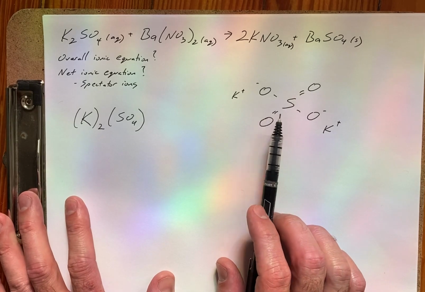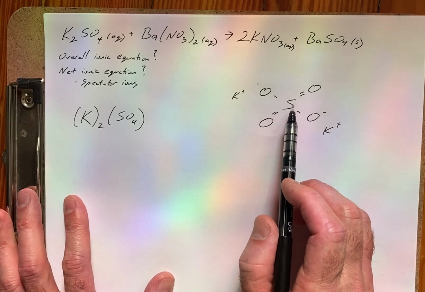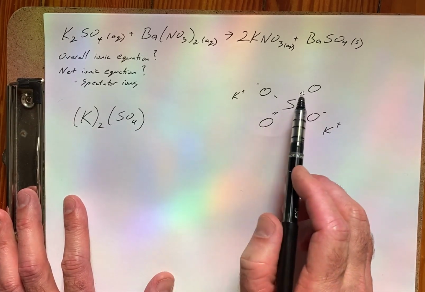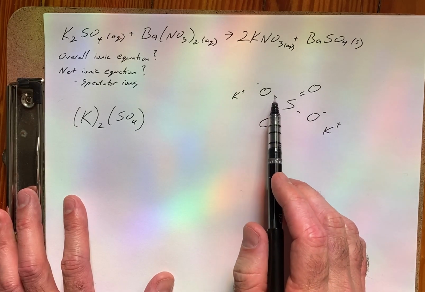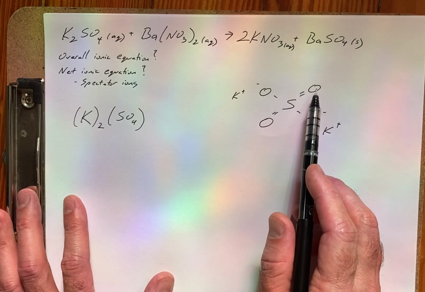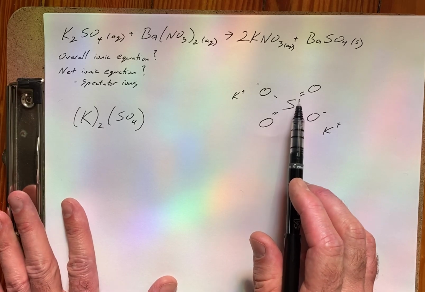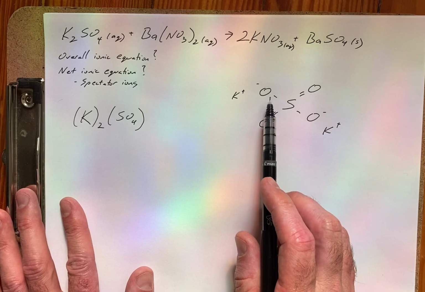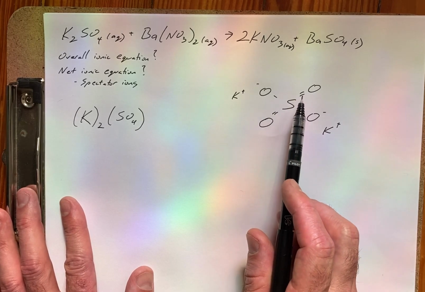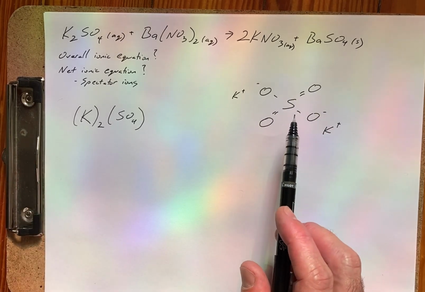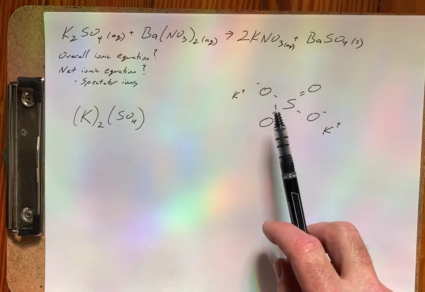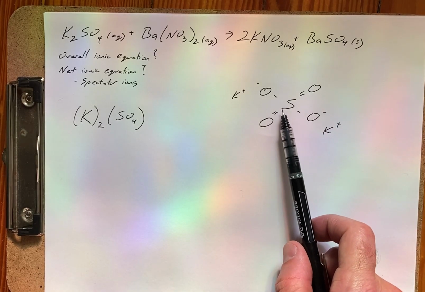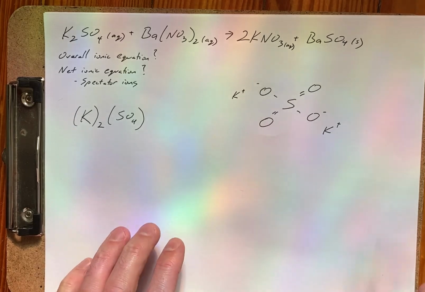Here's what it looks like on a molecular level. Here's your sulfur with your four oxygens right here, covalently bonded together. All of these, the oxygens and the sulfur, are sharing electrons, and these are very, very tight bonds. You cannot separate the sulfur from these oxygens just by dissolving it in water. That water is not polar enough, not reactive enough to separate these bonds.